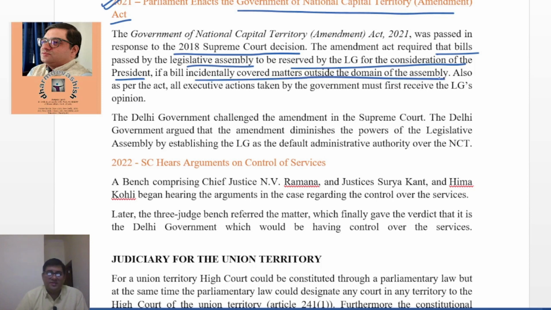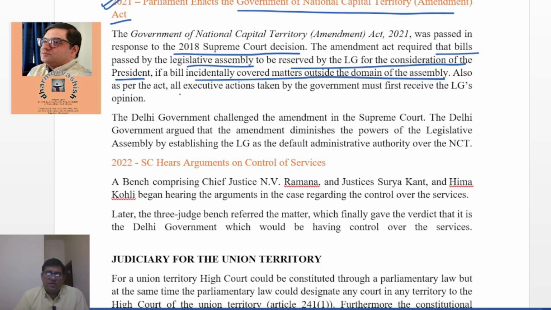domain of the Legislative Assembly. It means that if the content of the bill is slightly breaching the domain of the Legislative Assembly of Delhi, then in such cases the LG is bound to reserve the bills which have been duly passed by the Legislative Assembly for the consideration of the President.